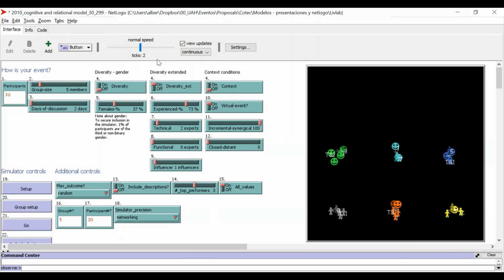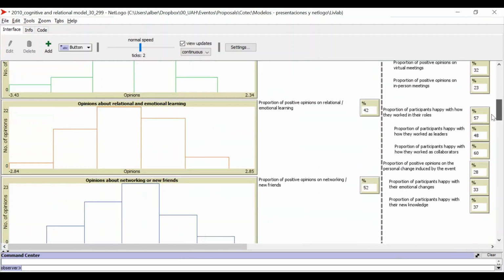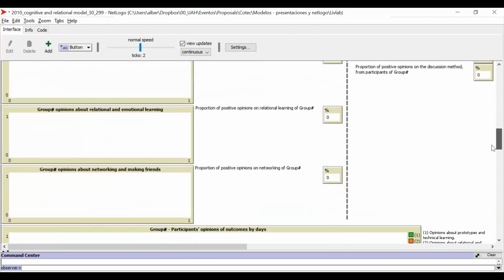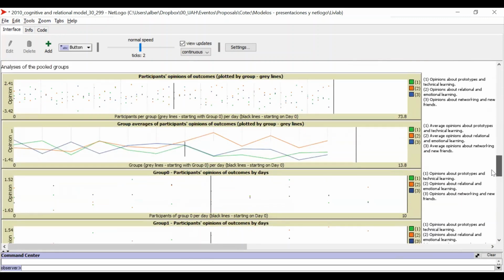and well, we have the ticks already equal to our days of discussion, and we can then scroll down to the analysis of groups, and then to the analysis of the pool groups, which is what we want to do in this clip. Now we have several graphs here. The first one shows the information per participant, per group, per day. Let me say it again. This is the information for the participants of the first group, which in our case is group 0.